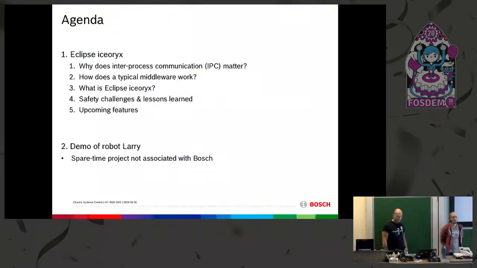Let's have a brief look at the agenda. Our talk is split into 2 parts. First off, we are talking about Eclipse iceoryx, and then the second part is a demo of the robot Larry, where you get the ability to see iceoryx in the wild. And it's a spare time project. It's not associated with Bosch. For Eclipse iceoryx, I'm going to briefly talk about the motivation behind it, then show you how a typical middleware nowadays works, then discuss how Eclipse iceoryx is doing things differently, and briefly discuss also some lessons learned.